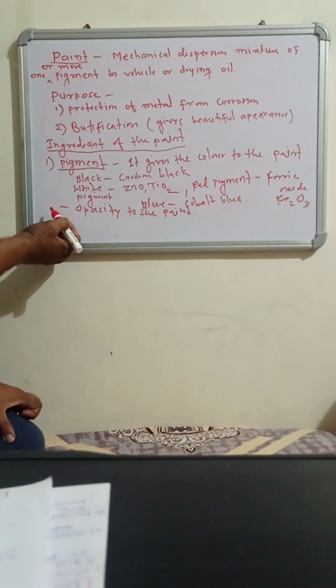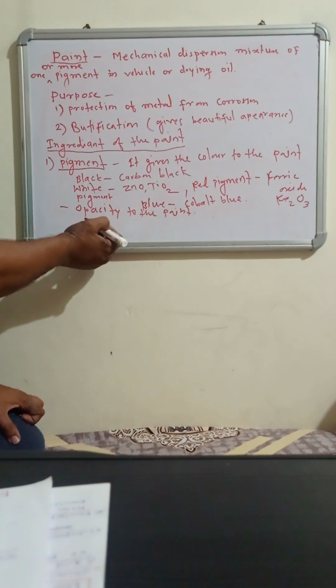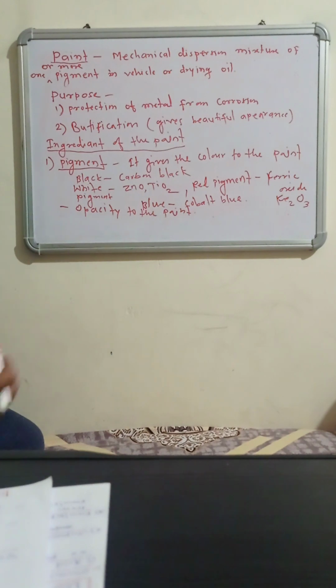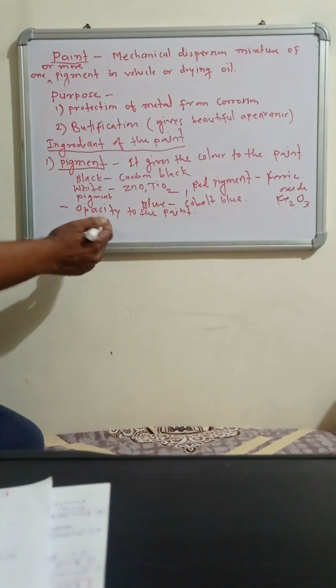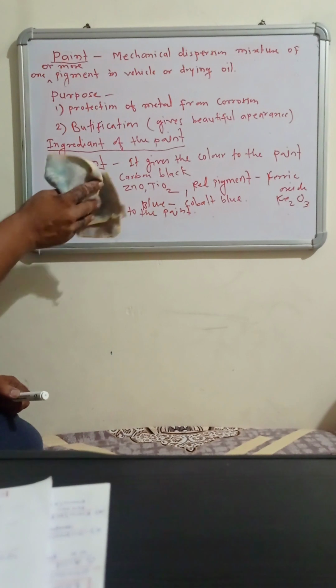So characteristic of the pigment is opacity, it gives opacity to the paint. So opacity, also called opaque in nature, or opacity to the paints. So this is the first ingredient of the paint, that is the pigment.